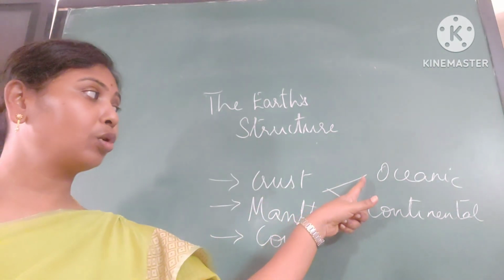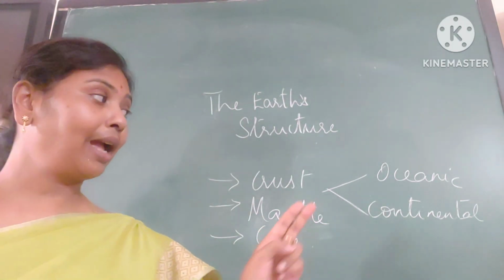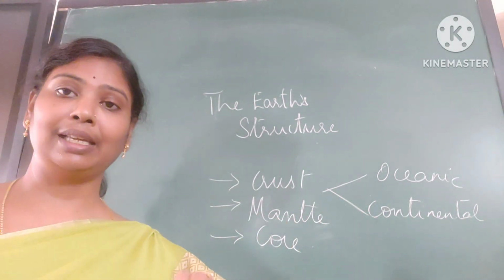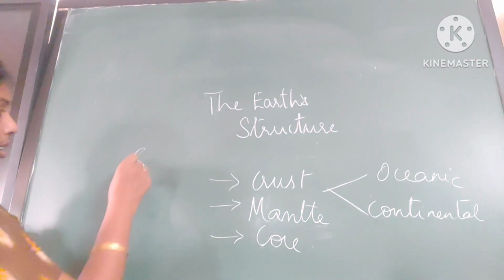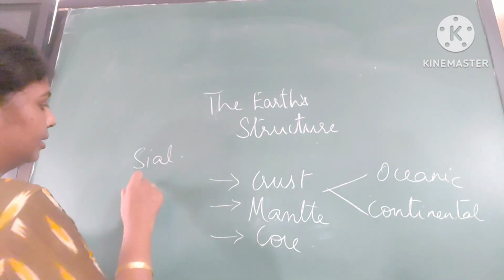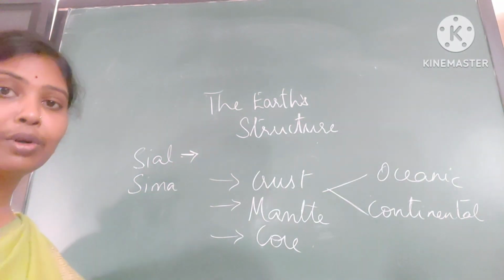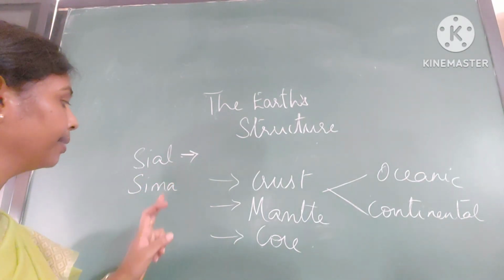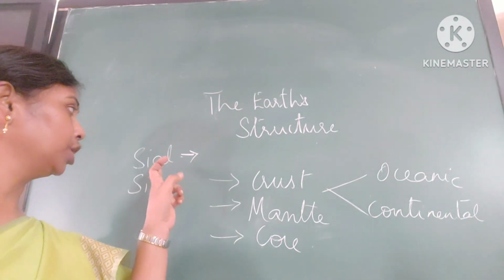And the oceanic crust is made up of sima, and the continental crust is made up of sial. Sial refers to silicon and aluminium, and sima refers to silicon and magnesium.